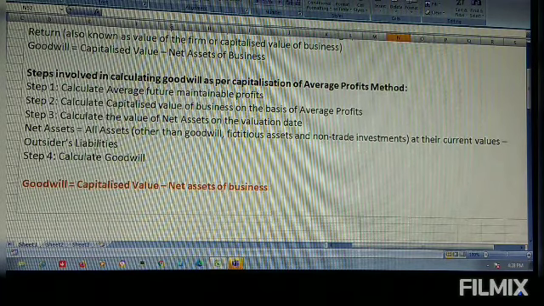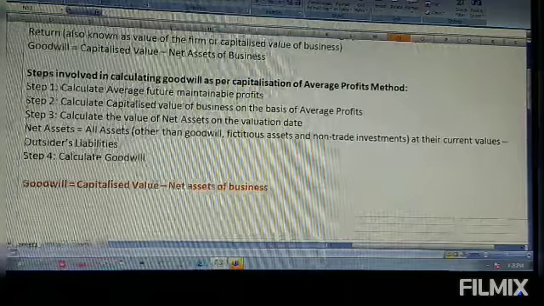Outsiders' liability is what we have to deduct. Not share capital. Share capital is share capital, not liability. So then finally we have to find out goodwill. That is, goodwill equals capitalized value minus net assets of business. Like this we need to find out the goodwill.